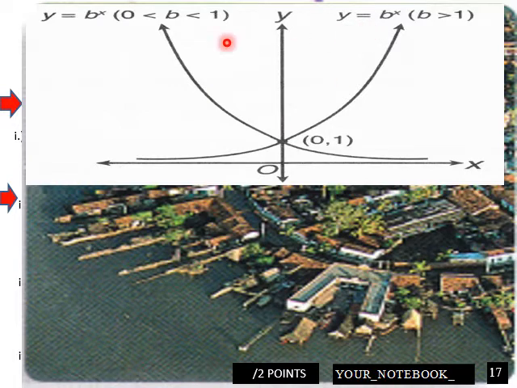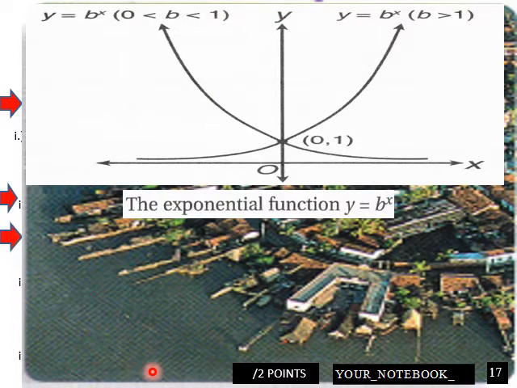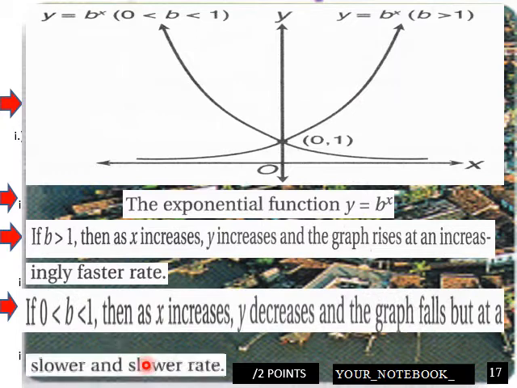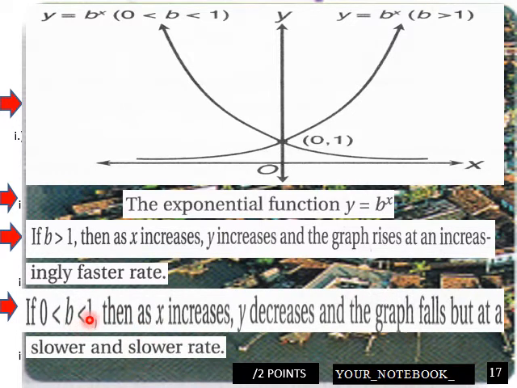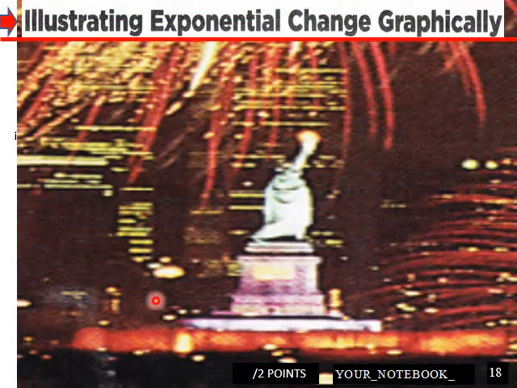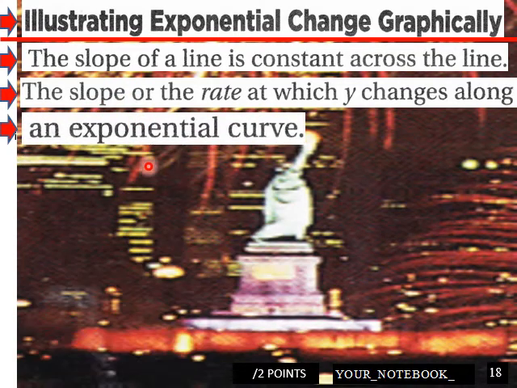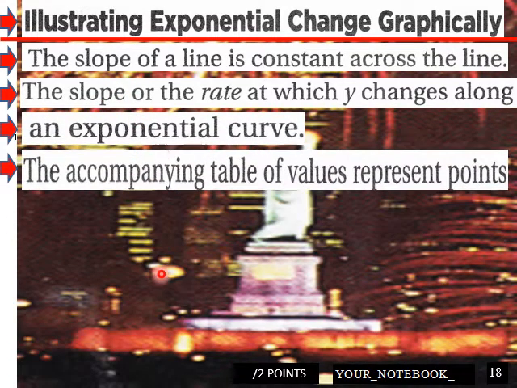So here is an example of exponentials. y equals b to the x. If b is greater than 1, then as x increases, y increases, and the graph rises increasingly faster here. If 0 is less than b and b is less than 1, then as x increases, y decreases. Illustrating exponential change graphically, the slope of the line is not constant across the curve. The slope, or rate at which y changes, along an exponential curve.